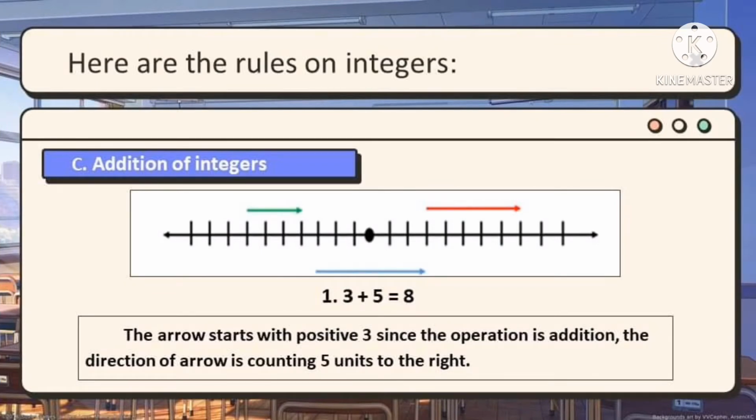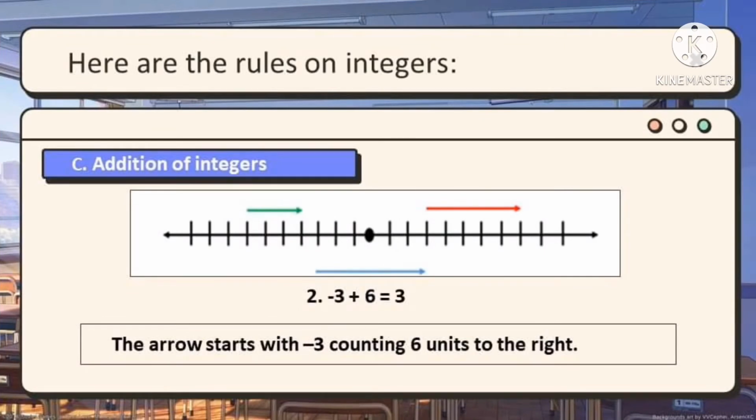Addition of integers. Example: positive 3 plus positive 5 equals positive 8. The arrow starts with positive 3. Since the operation is addition, the direction of arrow is counting 5 units to the right.